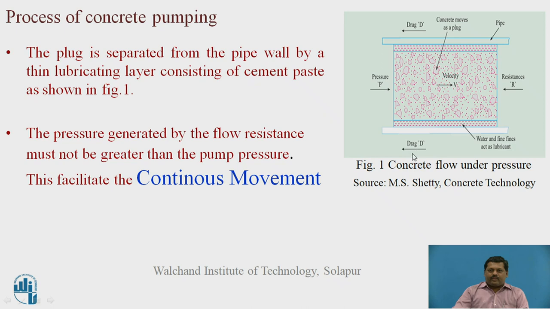So, these are two drag forces which are creating resistance against this pressure. The plug is separated from the pipe wall by a thin lubricating layer consisting of cement paste. You can see here at these two inner walls. The pressure generated by the flow resistance must not be greater than the pump pressure. So, this pressure must be greater than this resistance. This will facilitate the continuous movement which is expected.